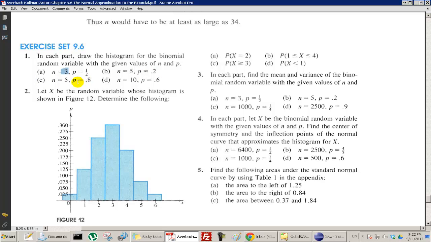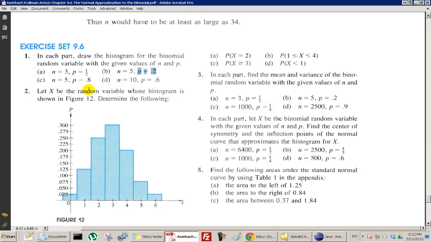Now notice that p equals 0.8 and p equals 0.2 should basically have a very similar shape, but probably kind of a mirror image of each other. One will be high at the beginning and low at the end, and the other will be high at the end and low at the beginning. Okay, and n equals 10, p equals 0.6, so here you have to do quite a bit of work, but you could do it. Let's go to 2.